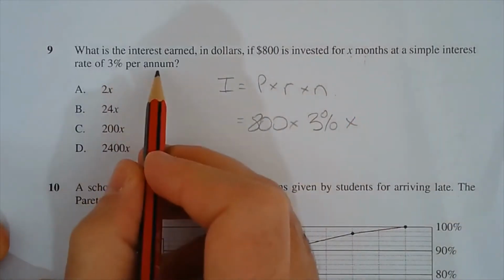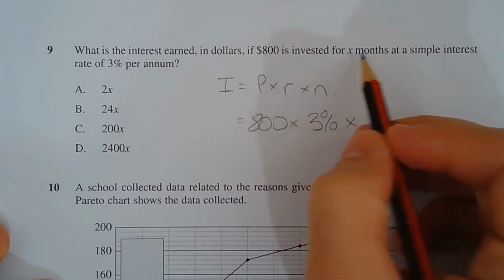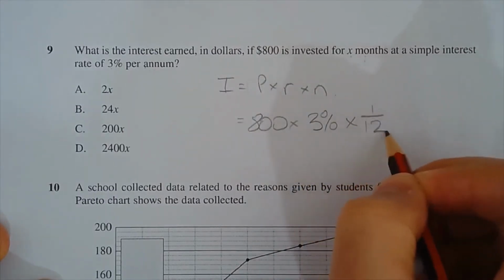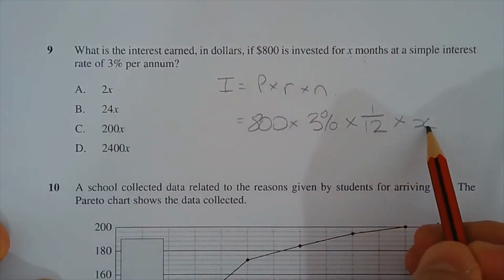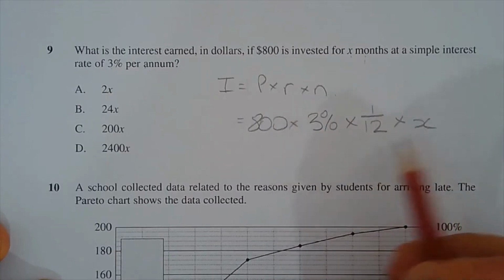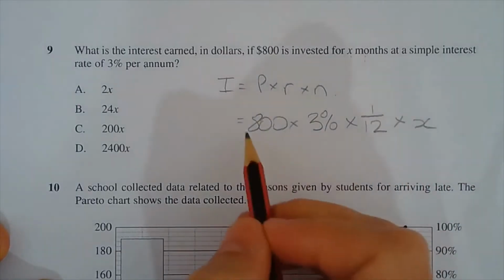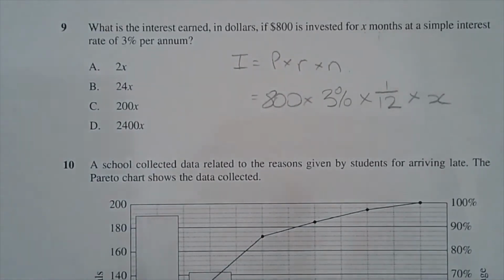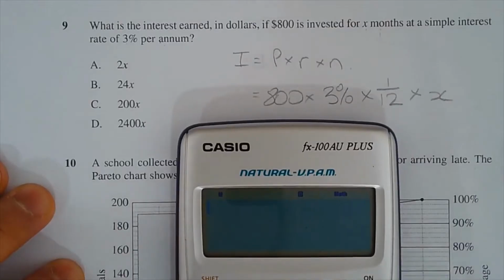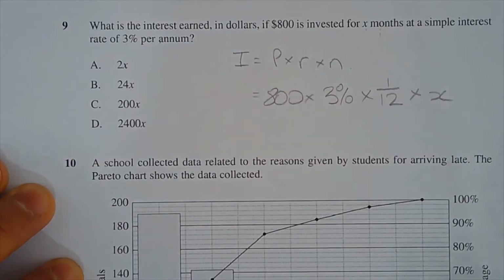But the interest rate is per annum, per year, which means that we have to divide the X by 12. So I'm going to multiply this by 1 on 12 times X months. This converts X months into the time unit of years. Now, multiplying all this together, 800 multiplied by 3%, multiplied by 1 on 12 times X, and we get 2. So the answer is 2X.